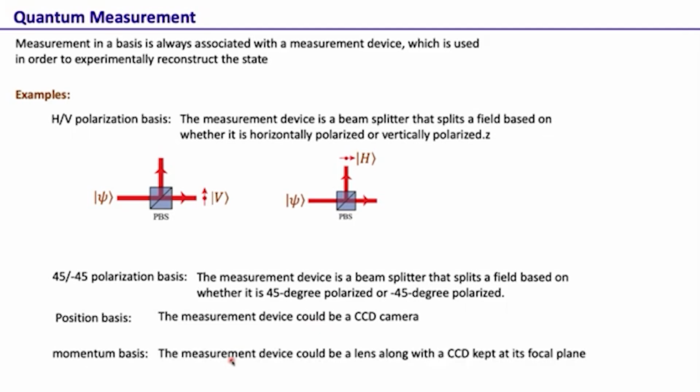In a momentum basis, the measurement device can actually be a lens along with the CCD kept at the focal plane of the lens. So measurement in any given basis is always associated with a measurement device. Sometimes the device is easily available, sometimes that device need not be easily available, or maybe it is still a part of emerging technology. But there always has to be a measurement device associated with the measurement in a given basis.